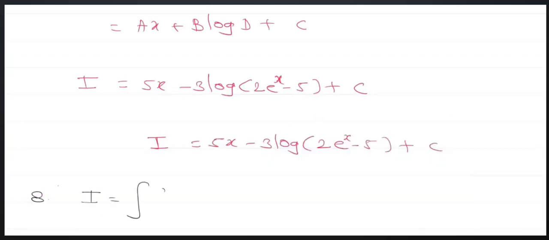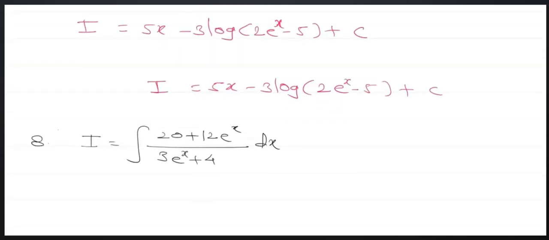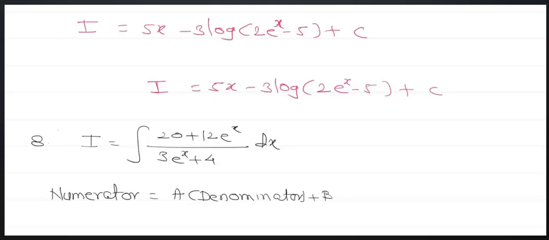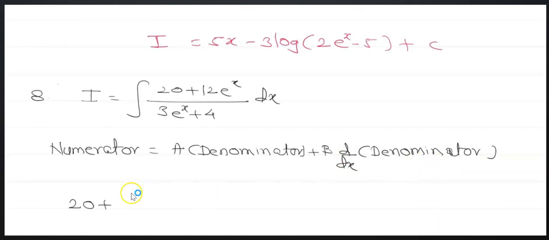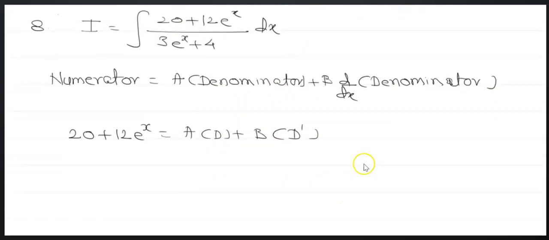Example number 8. I is equal to the integral of (20 + 12e^x) upon (3e^x + 4). Again the same type of problem. The numerator is equal to a into the denominator plus b into the derivative of the denominator. Instead of writing all the expressions, I have done it in a very short form, that is a D'. Therefore, 20 + 12e^x is equal to a into D plus b into the derivative of the denominator, that is D'.